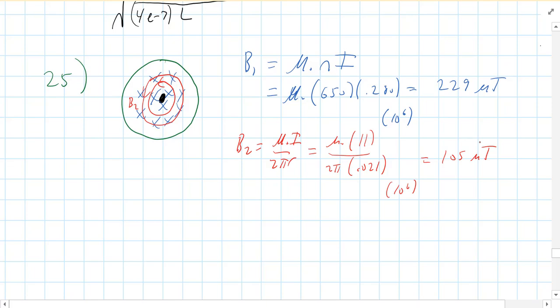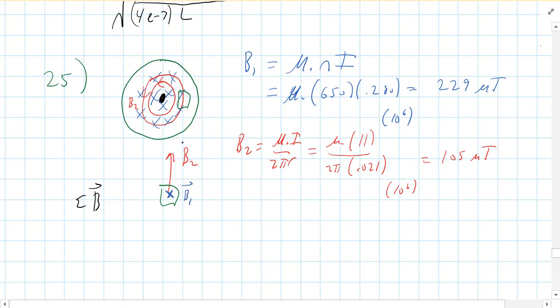So I got my two magnetic fields. Now, what do I do with them to get the net magnetic field? Well, if you draw this out and look at a point, let's say our point is here, and that's 2.1 centimeters from the wire. Okay, so here's my point. I got the red magnetic field at that moment pointing up. So that's our B2. And then the magnetic field of the solenoid, I have drawing into the page, that's B1.